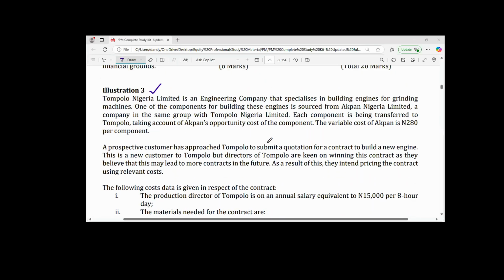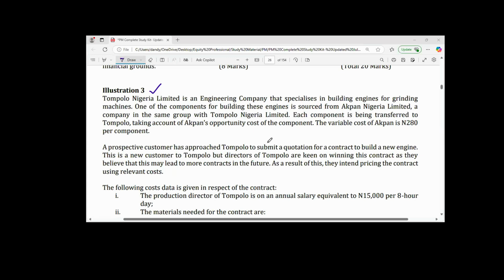Tompolo Nigeria Limited is an engineering company that specializes in building engines for grinding machines. One of the components for building these engines is sourced from ICAN Nigeria Limited, a company in the same group with Tompolo Nigeria Limited. Each component is being transferred to Tompolo, taking account of ICAN's opportunity cost of the components. The variable cost of ICAN is 280 naira per component.